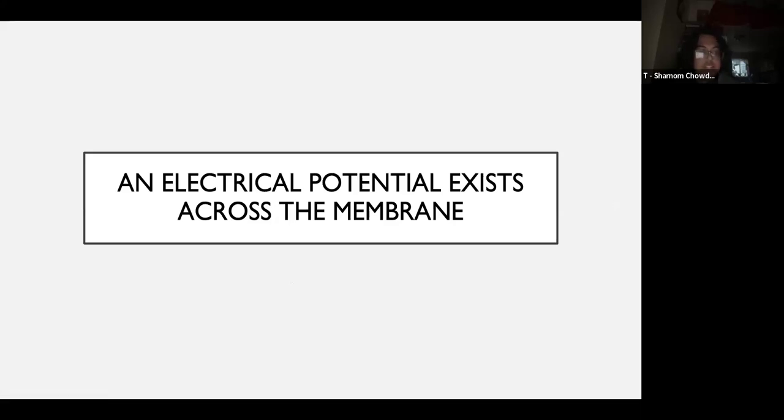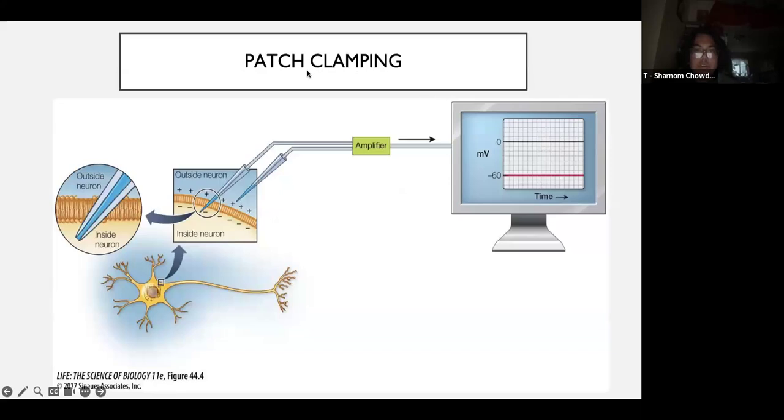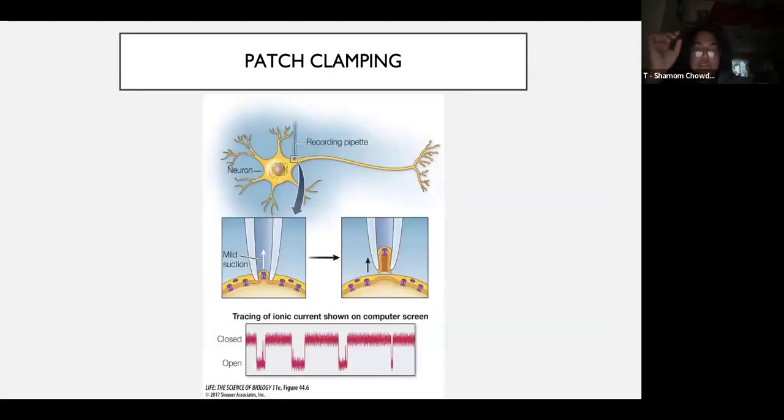So now we're going to talk about the action potential. Intracellular recording is when you have two pipettes. One pipette goes inside the neuron, one goes outside the neuron, and you measure the electrochemical gradient both inside and outside, so you can measure the potential difference that occurs. Then there's also patch clamping. You put a pipette on a neuron and suction off a part of the neuron, so you can trace the ionic current that occurs within that patch, and that would be true for the entire neuron.